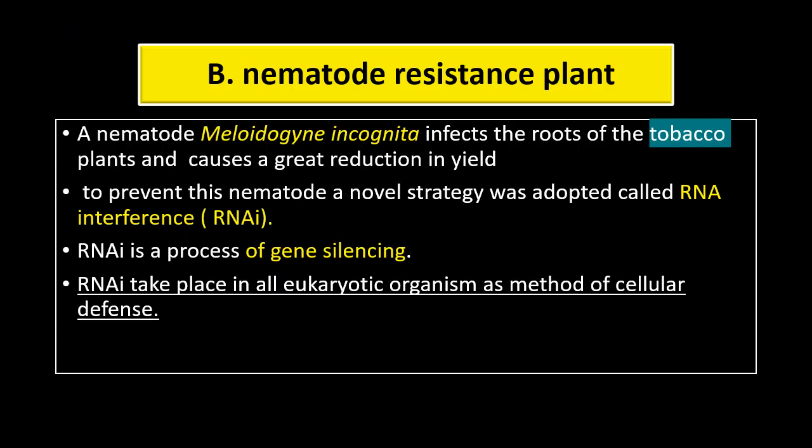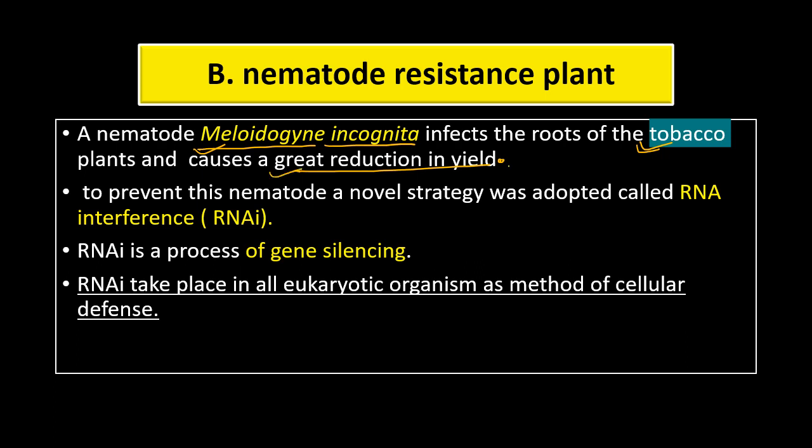Next one is Bt nematode resistance plant. So what is a nematode resistance plant? One example is the nematode Meloidogyne incognita, which infects the roots of tobacco and causes a great reduction in yield.